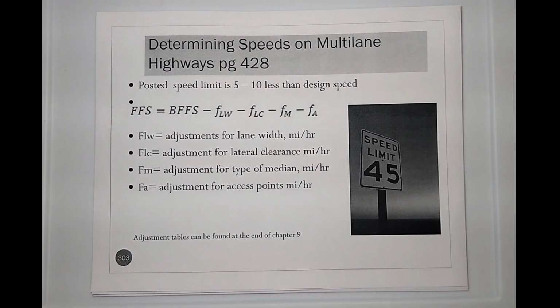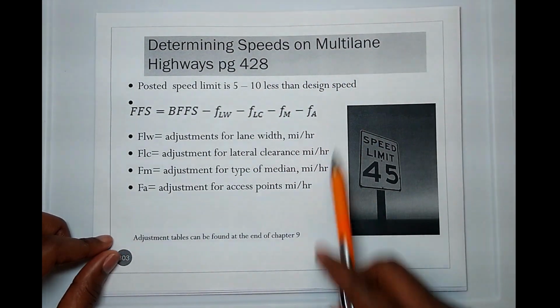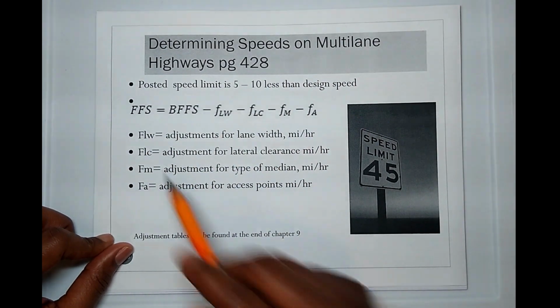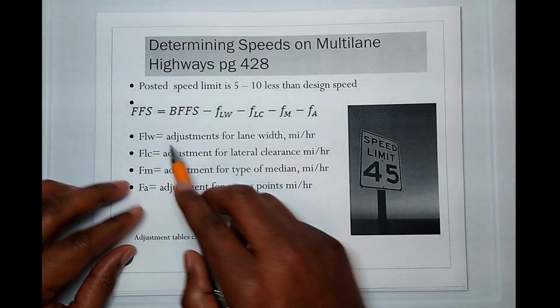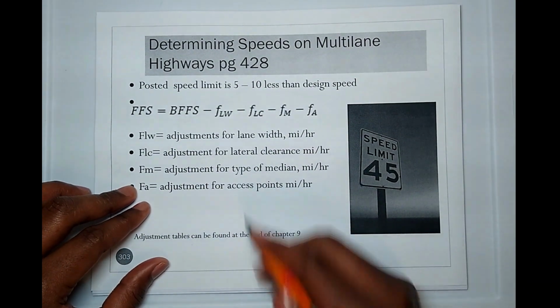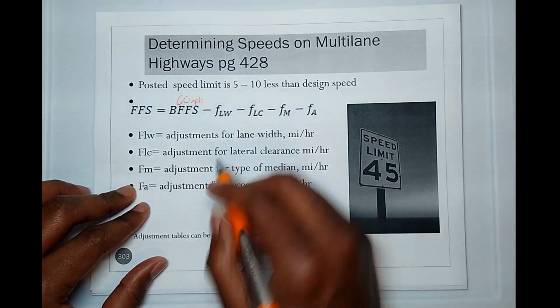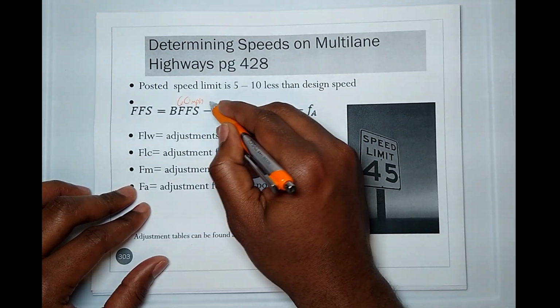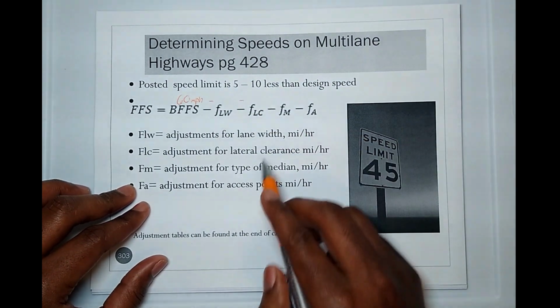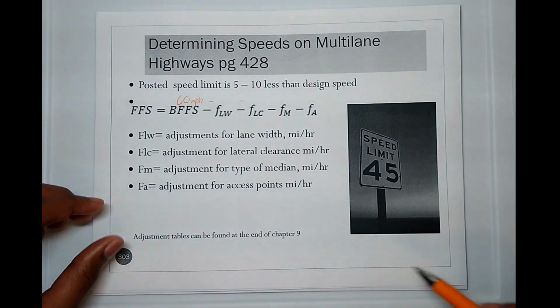So to expound on that a little bit more, we can determine the speeds on multi-lane highways using this equation. Now this is the free flow speed, and it's based off of the base free flow speed, which is typically set at 60 miles per hour. And then you subtract off numbers based on what exists or what is known to exist on that roadway, right?